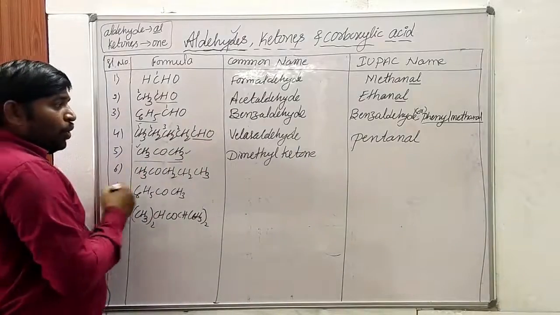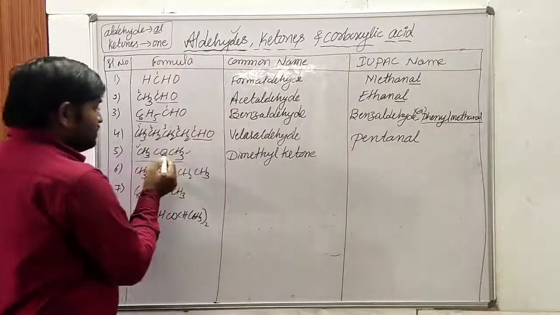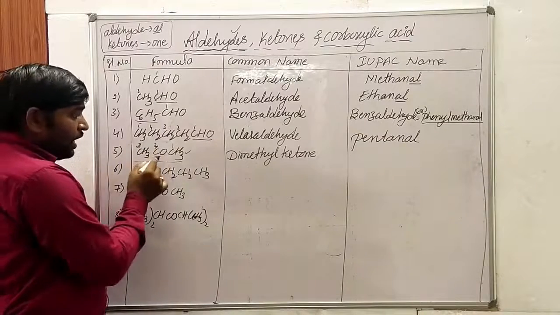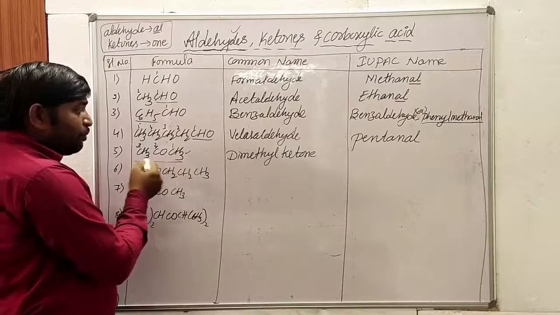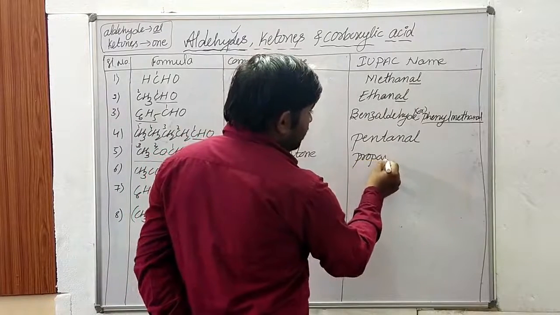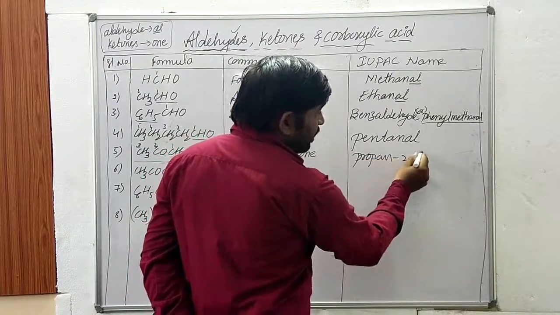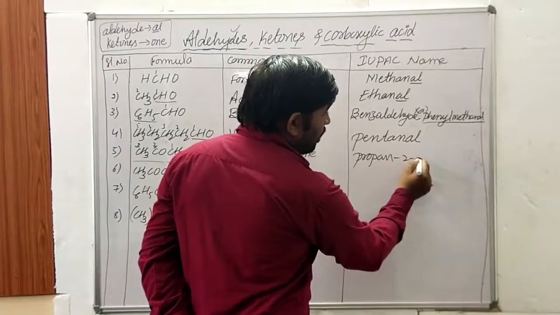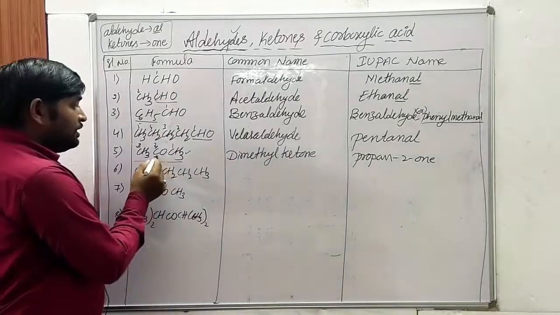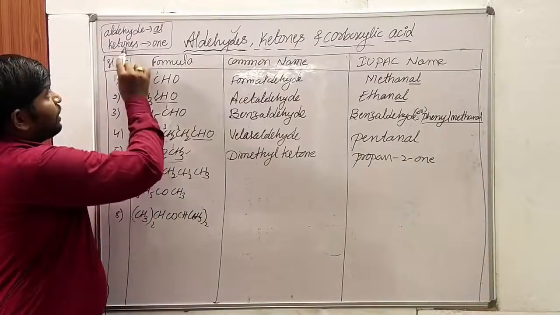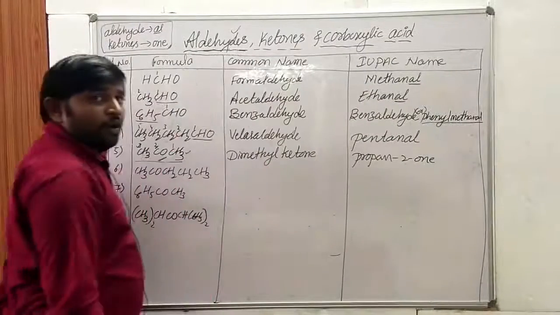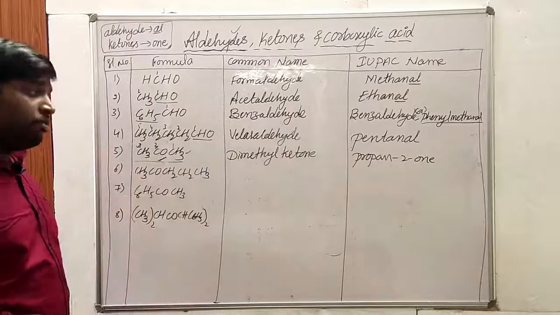Dimethyl ketone. What is the IUPAC name? Here this is 1, this is 2, this is 3. At the second position, the carbonyl group is present. That's why propane, the e is replaced by one. Why? Because it is a ketonic group. Remember, C double bond O is the ketonic group, so for ketone the suffix is one. That's why propan-2-one, or 2-propanone, we may pronounce it.